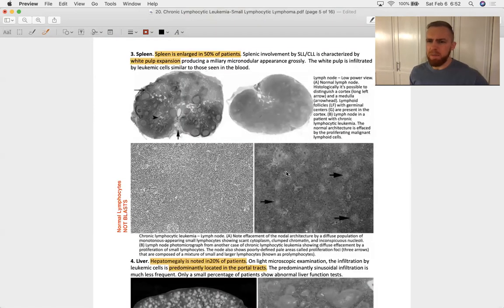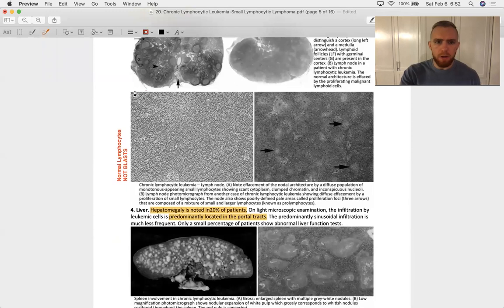Splenomegaly: the spleen is a lymphoid organ. There's a great many germinal centers with activated and latent B cells inside the white pulp of the spleen. So because this is a B lymphocyte neoplasm, of course the spleen is going to be involved. And in fact, about half of the time, there's splenomegaly.